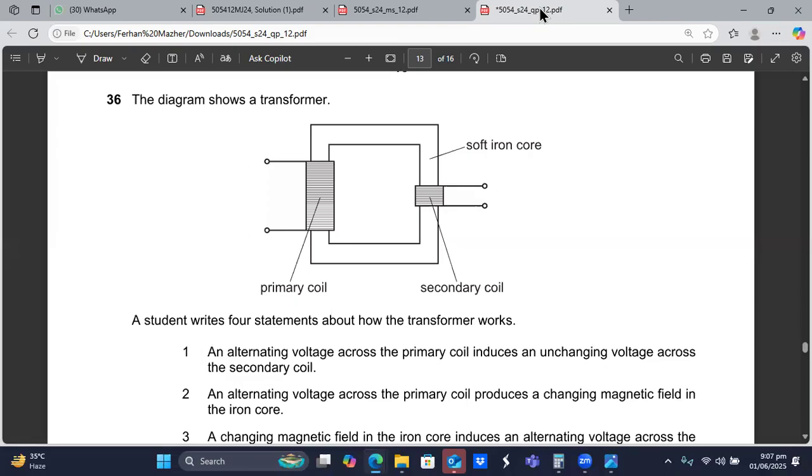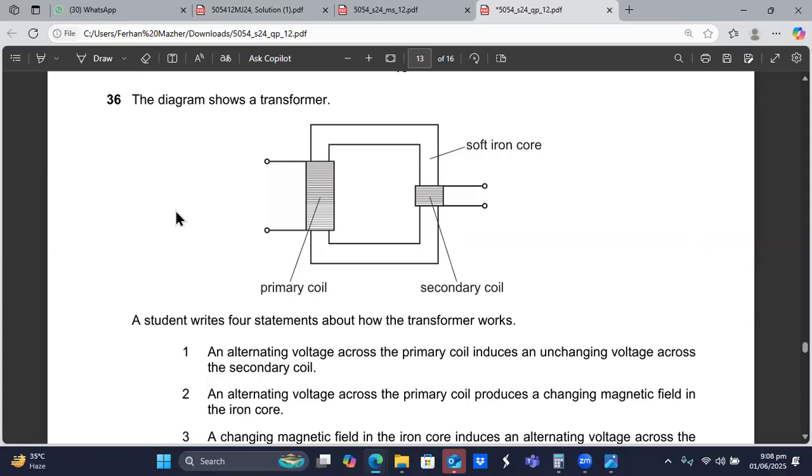Here we have question number 36 coming up on your screen. The diagram shows a transformer. Here we have a primary coil, and this is the secondary coil. In the primary coil, the number of turns is more. In the secondary coil, the number of turns is less. So that means it's a step-down transformer. A student writes 4 statements about how the transformer works.